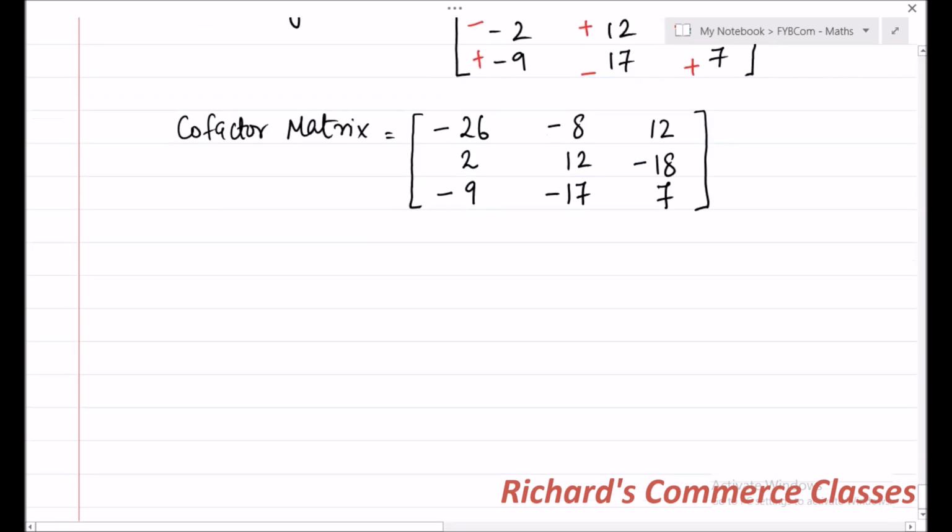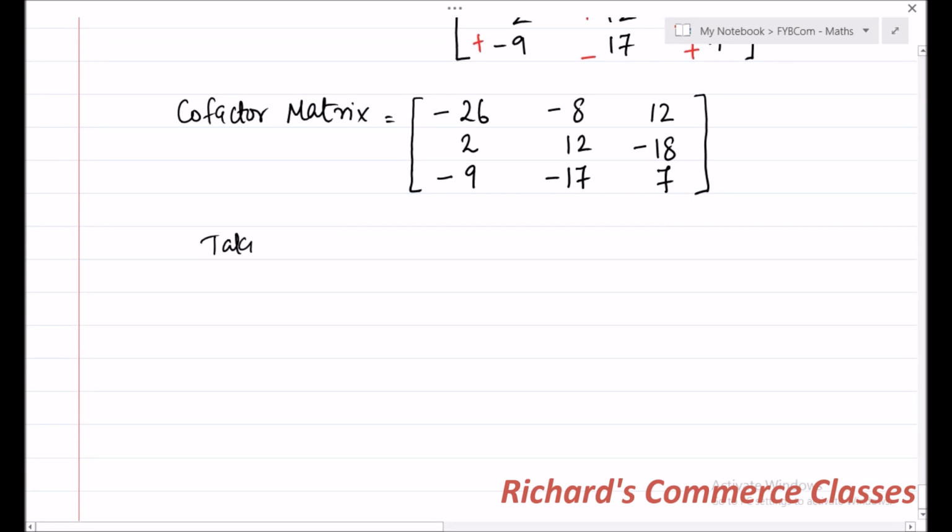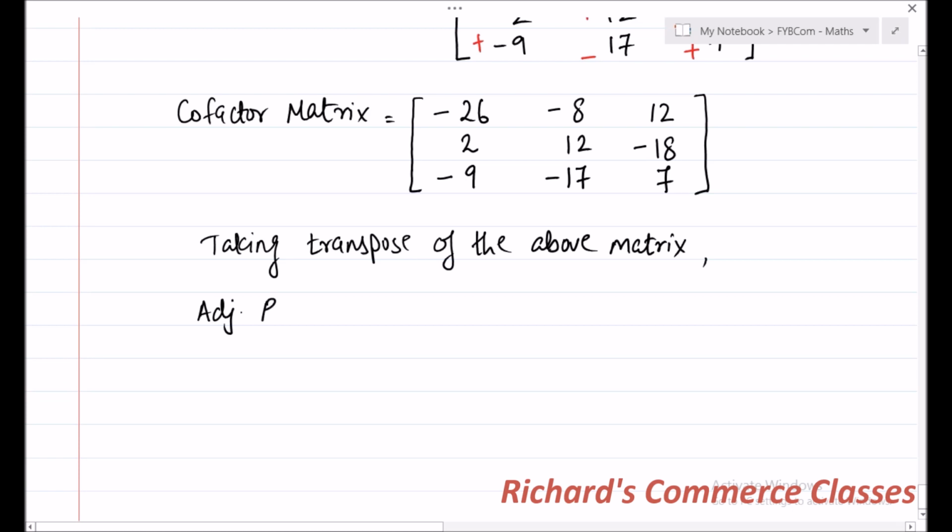Finally, taking the transpose of the above matrix, your final answer, that is adjoint of P, ADJ P, will be equal to, converting your rows into columns, minus 26, minus 8, 12, 2, 12, minus 18, and minus 9, minus 17, and 7. This is your final answer.